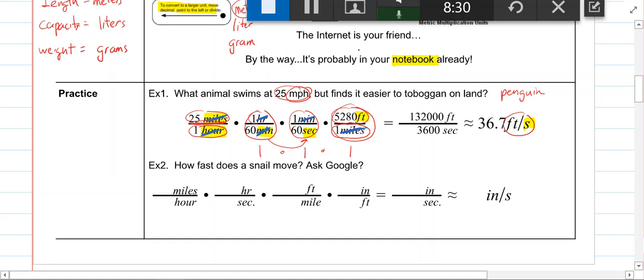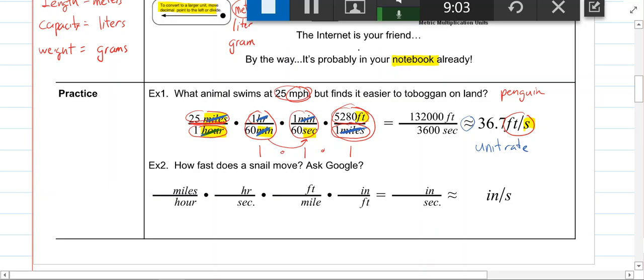So we know we have it set up right, and all we have to do is multiply straight across. 25 times 1 times 1 times 5,280 is 132,000 over 3,600. Okay, so we just put this in our calculators, 132,000 divided by 3,600, and we get a decimal, and we're going to say it's approximately equal to 36.7 feet per second. So we brought this down to a unit rate.